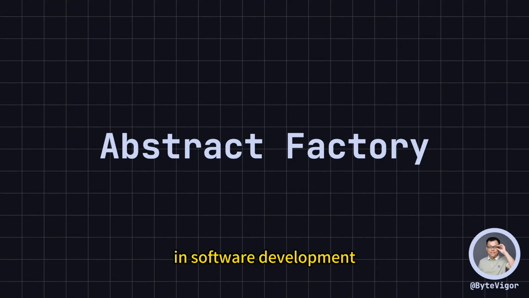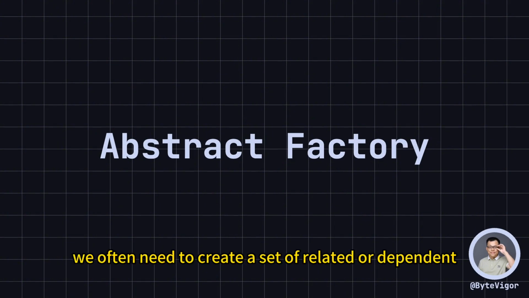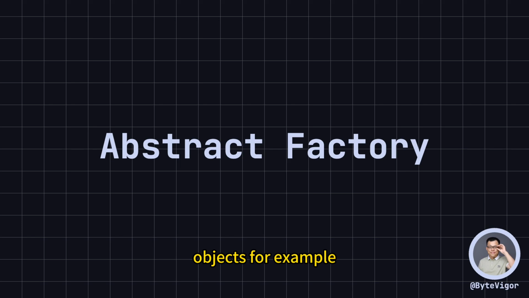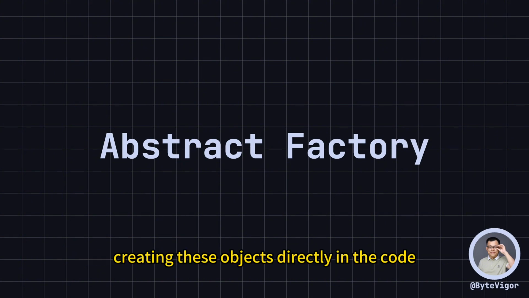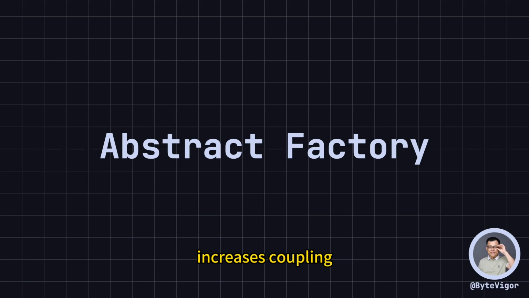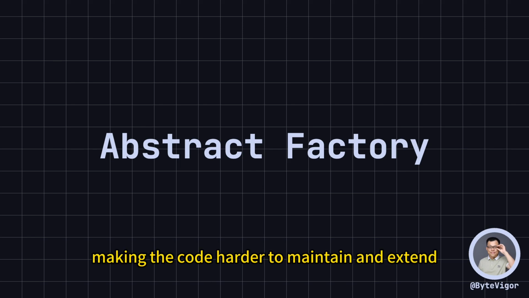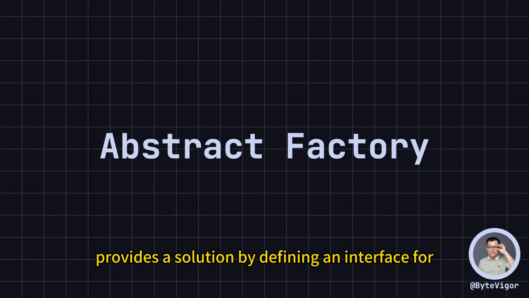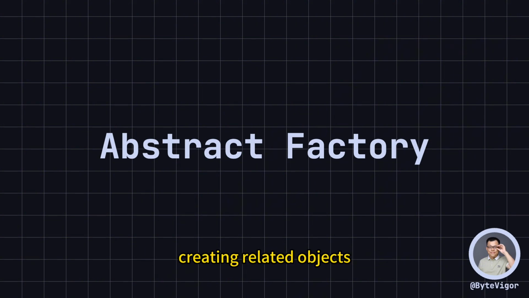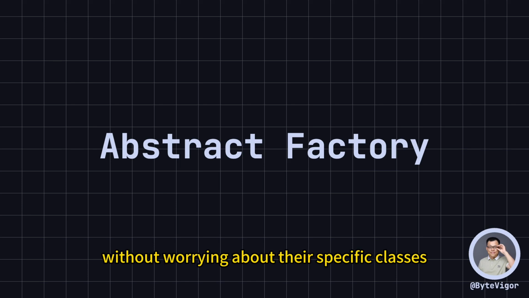In software development, we often need to create a set of related or dependent objects. For example, in a graphical user interface library, controls like buttons, text boxes, and menus need to work under the same style. Creating these objects directly in the code increases coupling, making the code harder to maintain and extend. The abstract factory design pattern provides a solution by defining an interface for creating related objects, allowing the client to create a set of related or dependent objects without worrying about their specific classes.